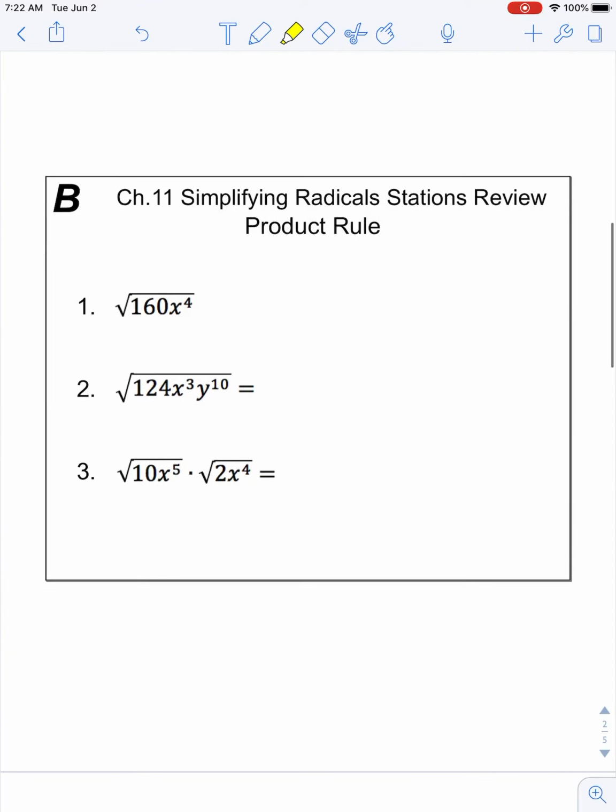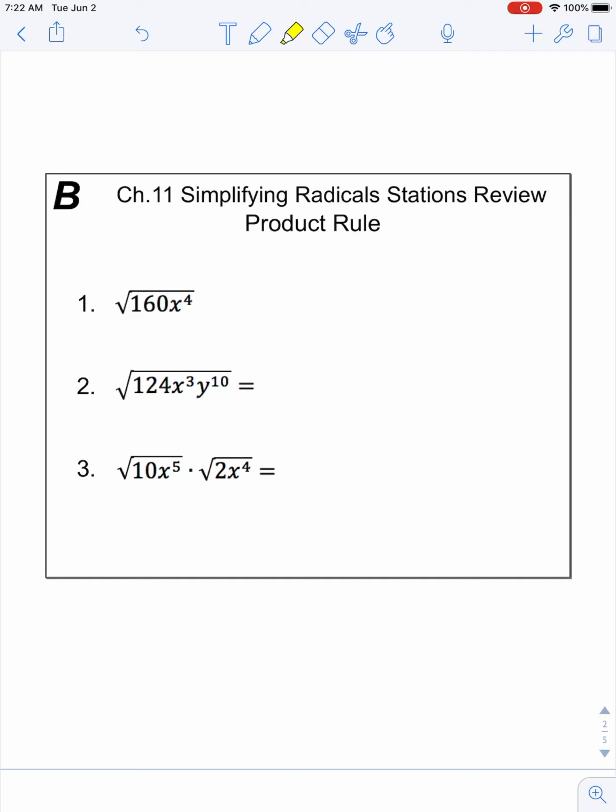Okay, let's go on and use the product rule with variables now. So pause the video and try these 3 questions. Remember, with variables, all even exponents are perfect squares, so we're trying to break them up into an even exponent and then one left over that might stay under the radical. So give these a try and then turn the video back on when you're done.